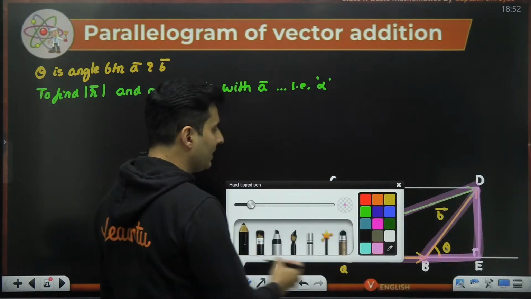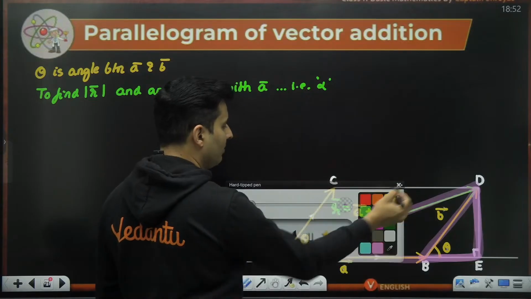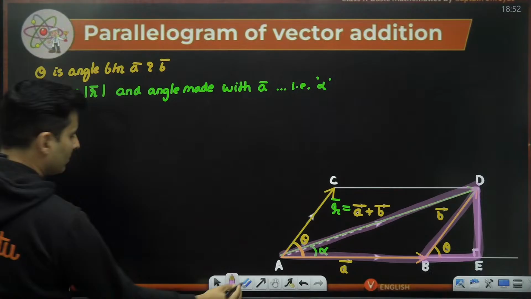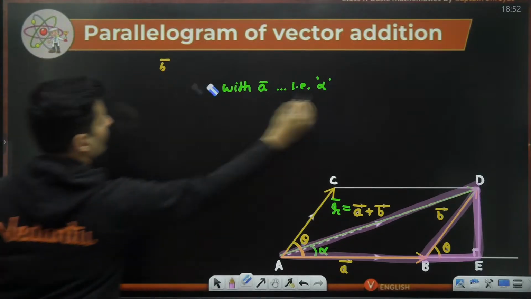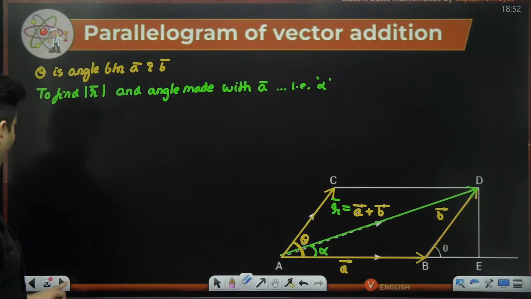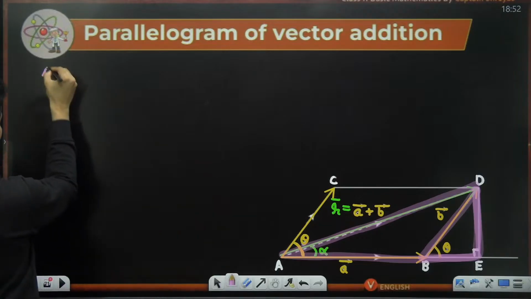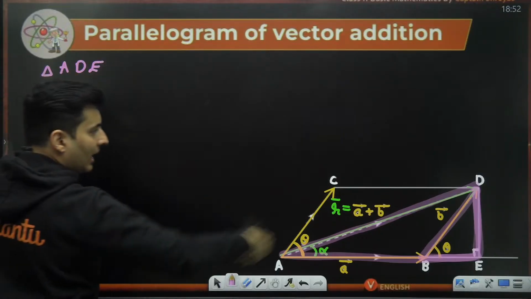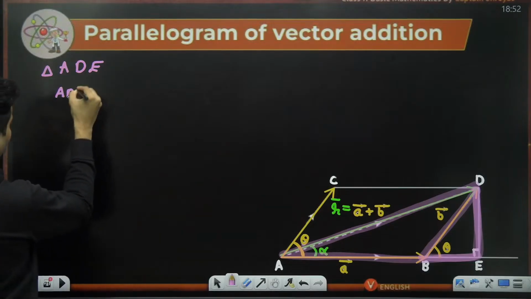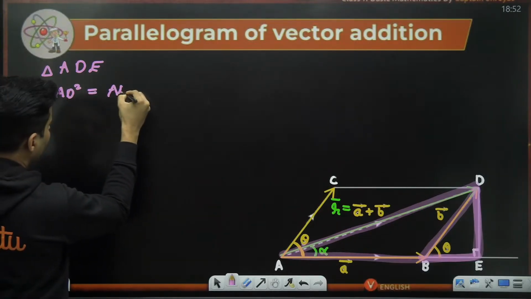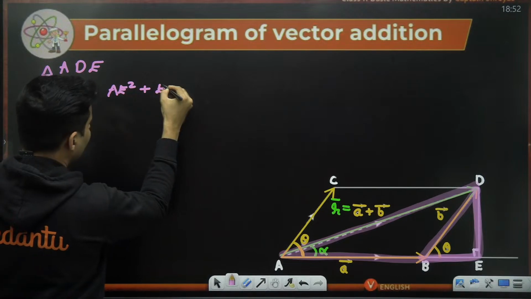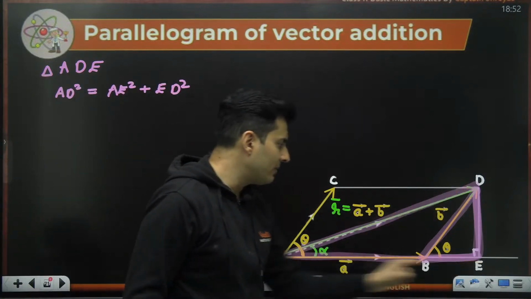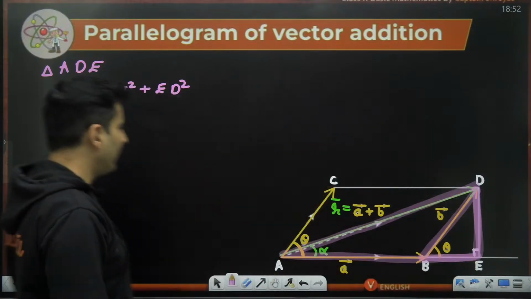If you look at that big triangle out there, I've already put what we want to do in the previous slide. So if you look at triangle ADE, AD is the hypotenuse, so AD square will be AE square plus ED square. AD square will be AE square, which is the base, plus ED square.